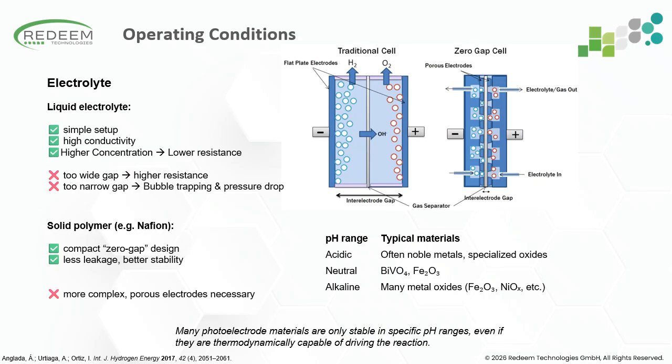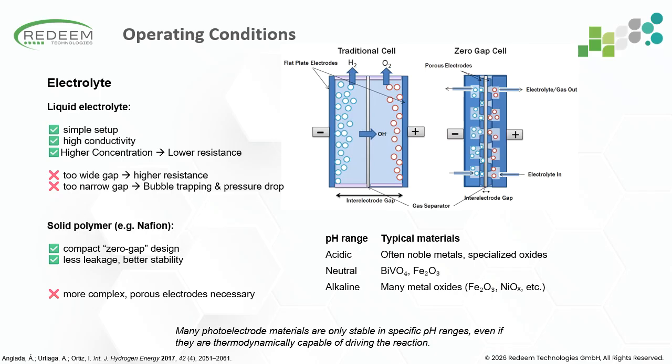The next important operating parameter is the electrolyte, because it not only transports ions between the electrodes, but also strongly influences reactor resistance, cell design, and even which photoelectrode material can be used. So the simplest approach is using a liquid electrolyte. Liquid electrolytes offer high ionic conductivity, are easy to implement, and generally provide a lower resistance, especially at higher electrolyte concentrations. However, the electrolyte spacing becomes an important design parameter.